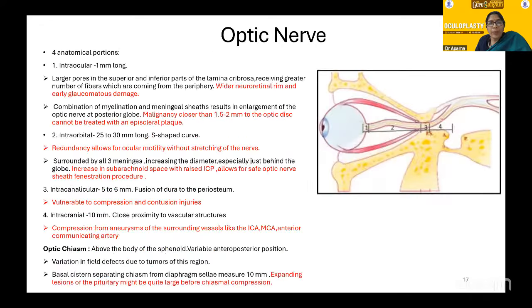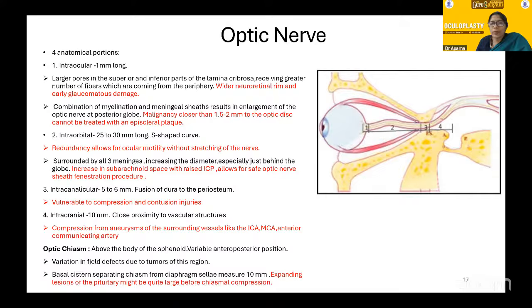So coming on to the optic nerve, it has 4 anatomical portions. The intraocular portion is 1 mm long, and it is the part which exits from the lamina cribrosa. In the lamina cribrosa, the pores are larger at the poles. So you have a wider neuroretinal rim, and the fibers coming at the poles are from the periphery of the retina. That is why early glaucomatous changes are seen at the poles. The combination of the myelination and meningeal sheath results in the enlargement of the optic nerve at the posterior globe.